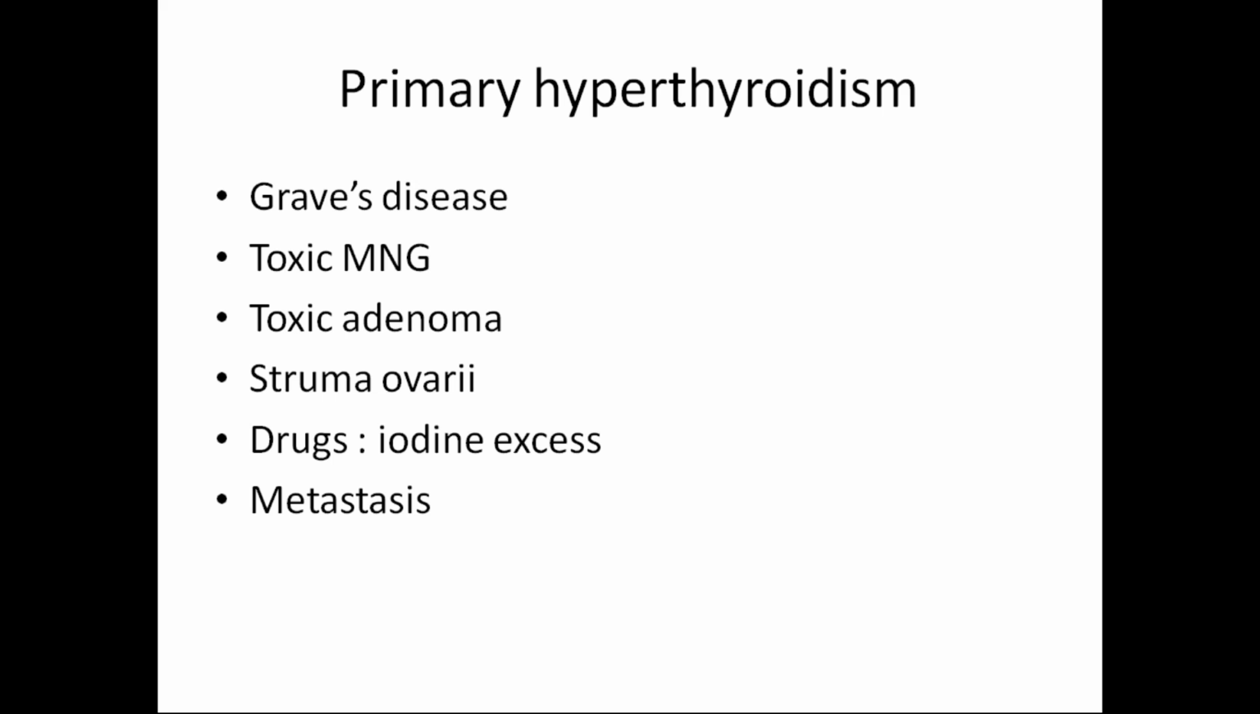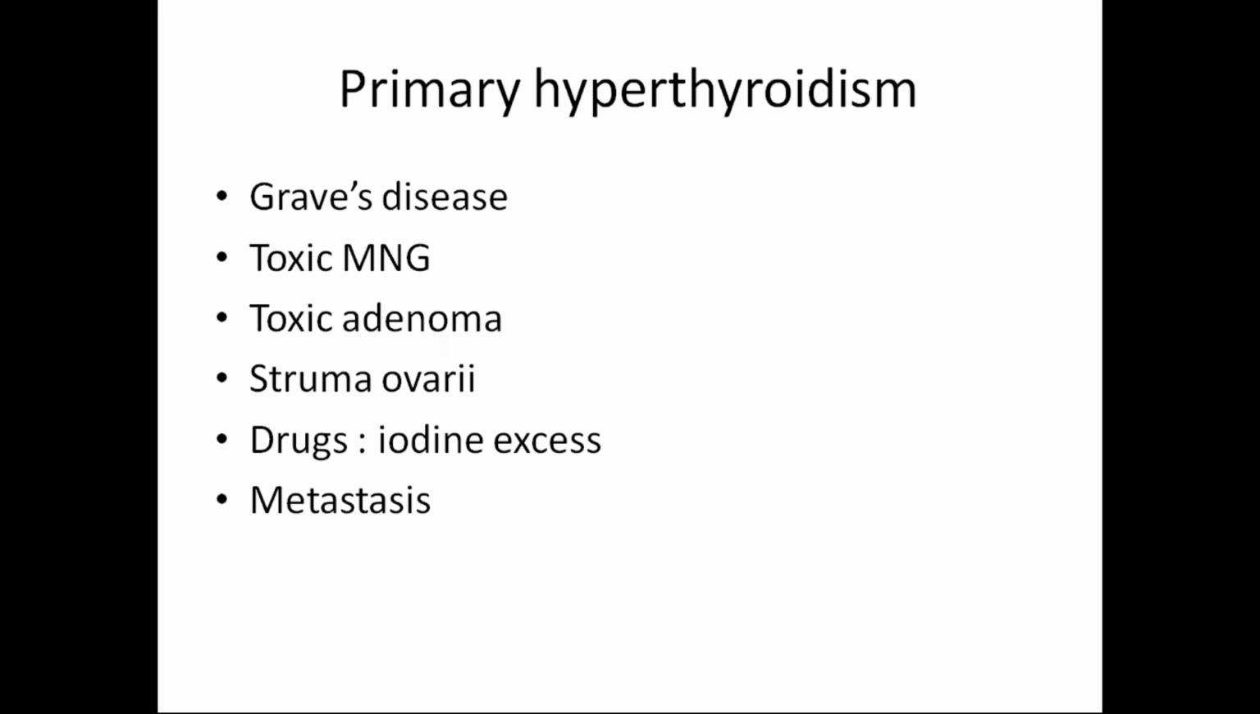Some of the examples: the most common cause of primary hyperthyroidism is Graves' disease. It is an autoimmune disorder, and we'll be discussing it later. First, we'll cover everything about the causes of hyperthyroidism. So the first one is Graves' disease, and the next ones are toxic multinodular goiter and toxic adenoma. So these are some of the thyroid causes of hyperthyroidism.